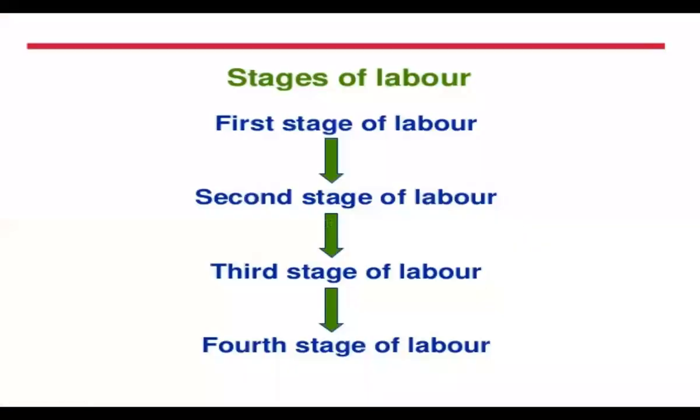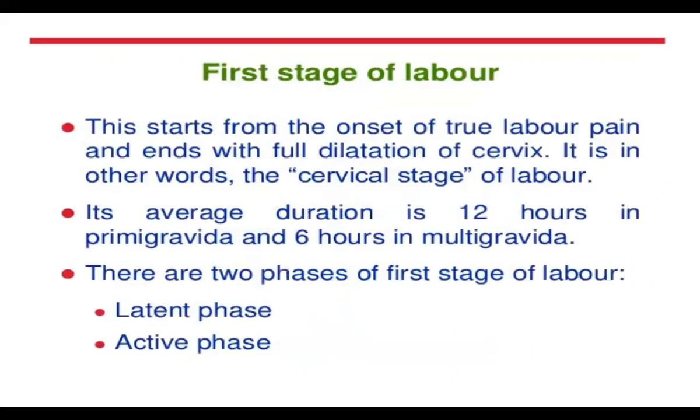In a different classification, there is also a fourth stage of labor, that is, the time after labor. It is divided into four stages: first stage of labor, second stage of labor, third stage of labor, and fourth stage of labor. The first stage starts from the onset of true labor pain and ends with full dilatation of the cervix. It is also called the cervical stage of labor. Its average duration is 12 hours in primigravida and 6 hours in multigravida.